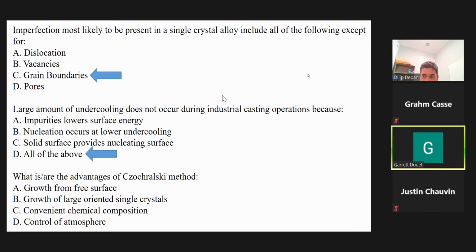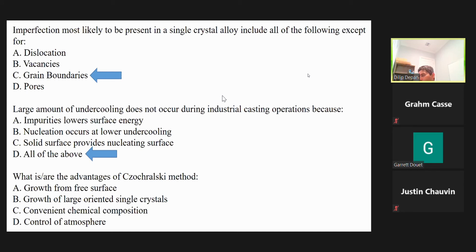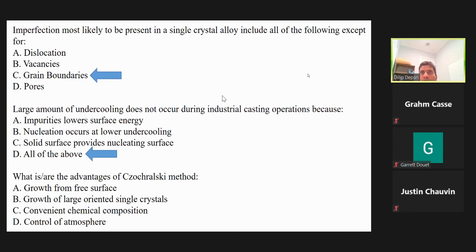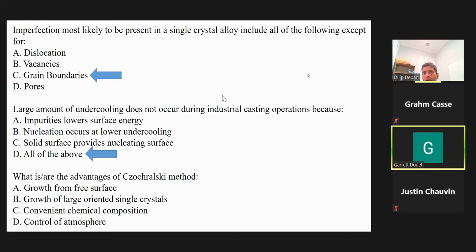Could you explain how the impurity lowers the surface energy in heterogeneous nucleation? Okay, yeah, it's a good question. See, these impurity atoms are providing a solid substrate. You agree with me? Yep. Right? Yes, sir. So that means what?